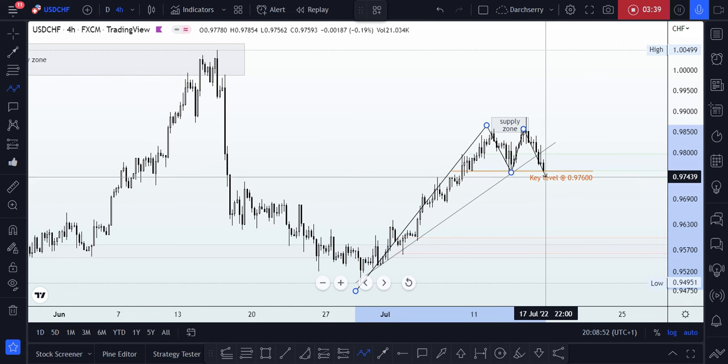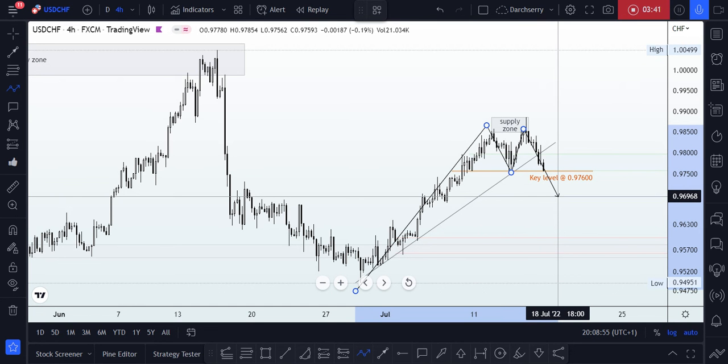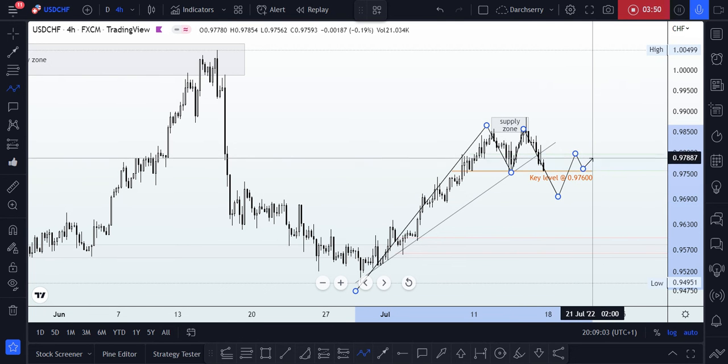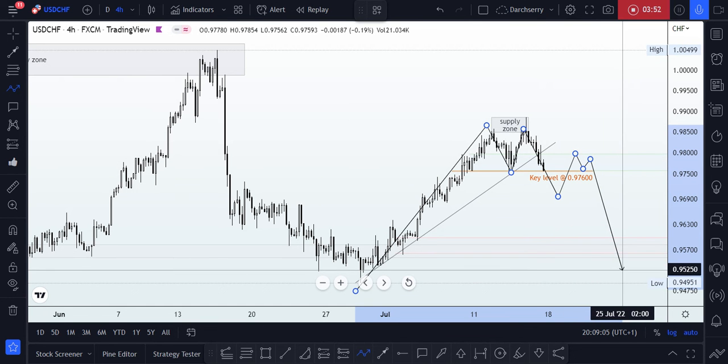So definitely for a reversal pattern of such nature, that is the double top, to be confirmed, we need to see a breakdown of that neckline, which also serves as our key level at 0.97600 area, after which a retest of structure should give us further confirmation that we are going downside.